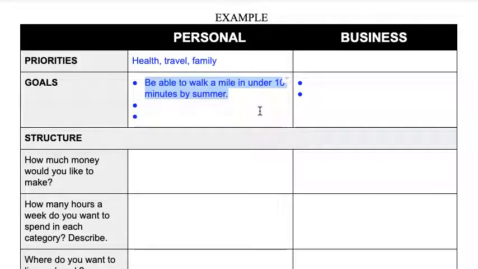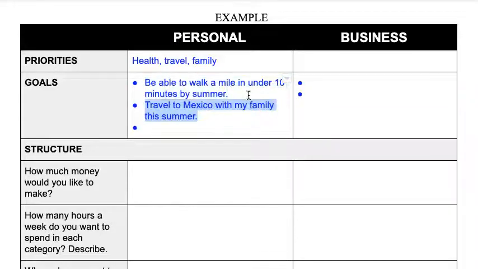Goals. So write down a goal for each of these priorities. For health, we want to make them SMART goals, so specific, measurable, achievable, relevant, and time-bound. For the health priority, be able to walk a mile in under 10 minutes, and to make it time-bound, I say by summer. Travel, that's important to me, it's a priority, so let's set a goal. I want to travel to Mexico with my family this summer.